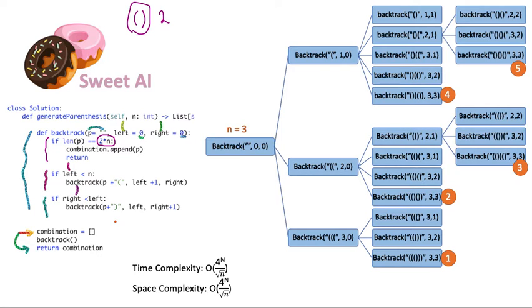So what we are going to do here is compare the number of open parentheses to the length of n, to the n that is given to us, and for the close parentheses we are going to compare it to the left one, as we are saying for every open parenthesis there should be a close parenthesis.